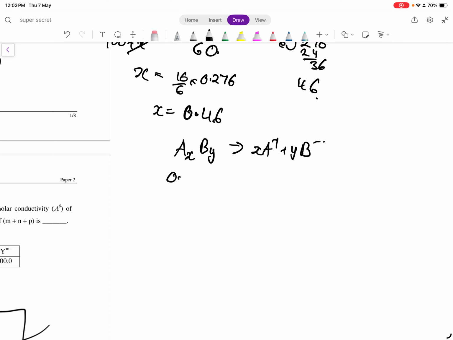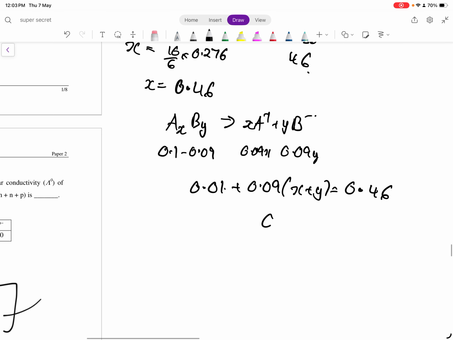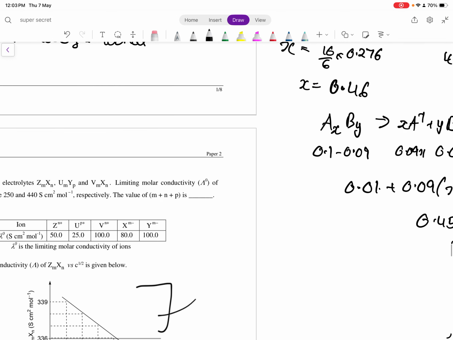This is 0.1 minus 0.09. Now we have 0.09x, 0.09y. So we have 0.01 plus 0.09 (x plus y) is equal to 0.46. Okay, so 0.45 is equal to 0.09 (x plus y). x plus y is equal to 5. So the answer is 5.